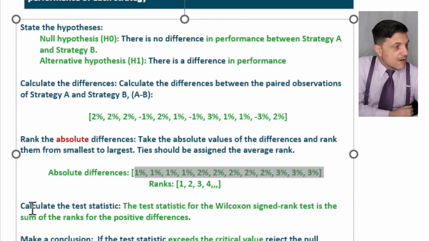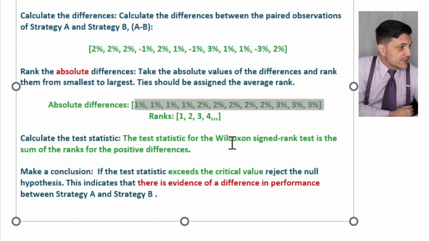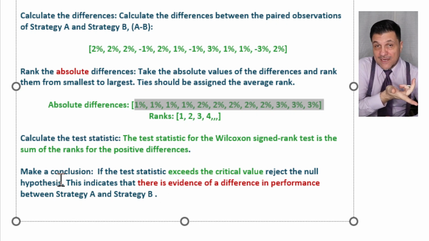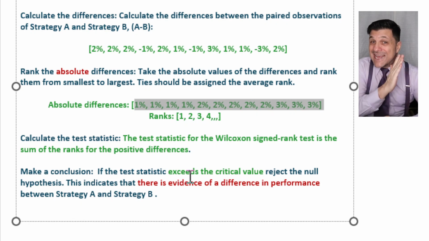All right. Now calculate the test statistic for the Wilcoxon signed-rank test. It is the sum of the ranks for the positive differences. So now I have to add the ranks to come up with a number. Okay, and now I'm going to make a conclusion. If the test statistic exceeds a critical value, there's always a critical value, always, to compare, reject or not.